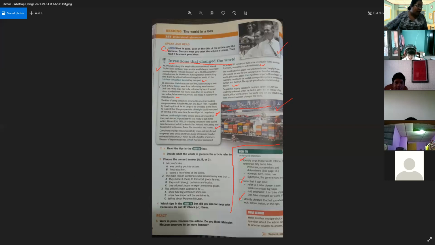In the second paragraph, to appreciate their impact on our life, it's necessary to look back at how things were done before they were invented. Until the 1960s, ships had to be unloaded by hand. It would take 100 men 2 weeks to do that on big ships. It was a slow, labor-intensive process that made it expensive to import goods.